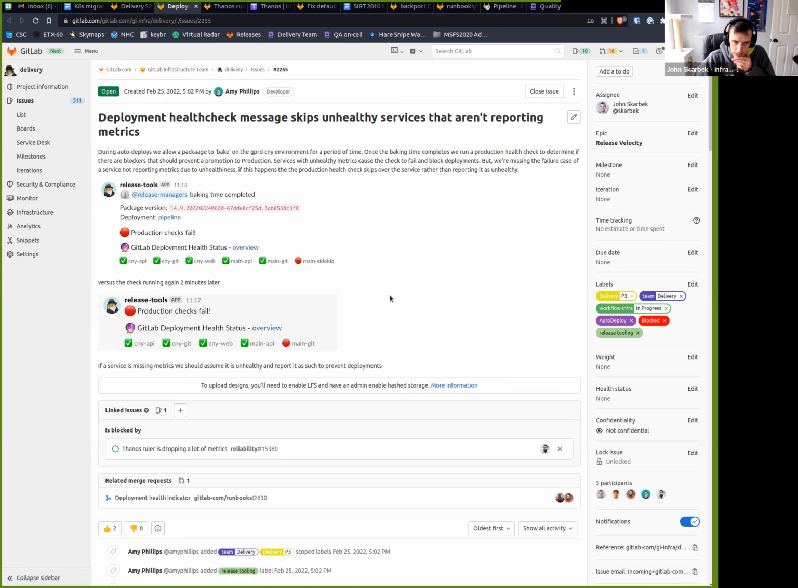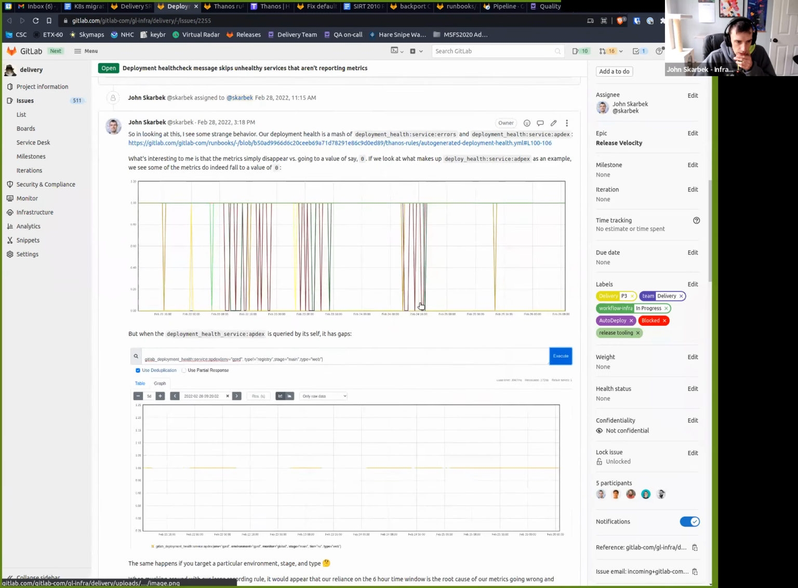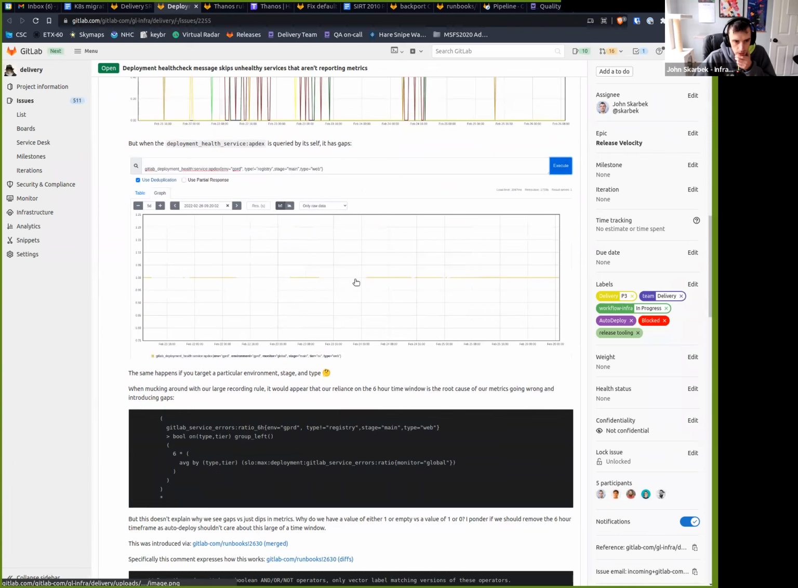So I started looking into this because this is rather concerning. We don't want this to happen, obviously. We do have active work happening on our metrics from the scalability side of things, so maybe something regressed and made things worse. And one of the things we noticed was that our metrics had holes in them, which is not good.